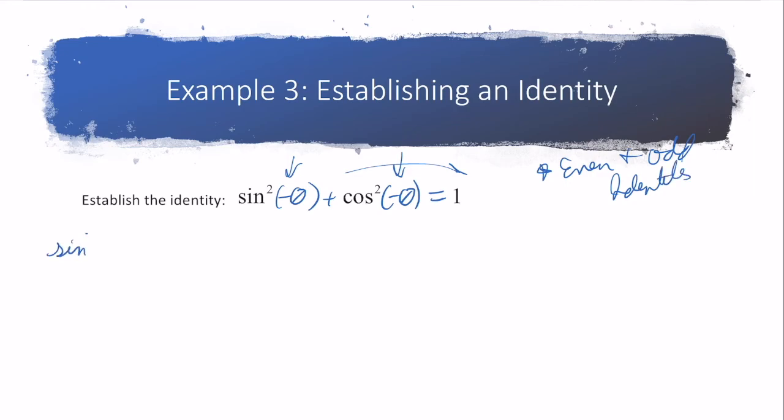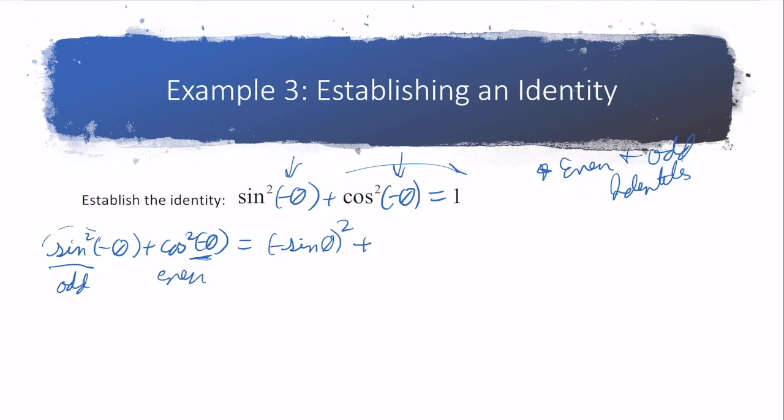So if I have sine squared of negative theta plus cosine squared of negative theta, because sine is odd, I know I can move that negative to the front, so I have negative sine of theta squared. And because cosine's even, I know that that negative really can just kind of disappear, so I've got cosine squared of theta. Well, negative sine of theta squared becomes a positive sine of theta squared. And I know by the Pythagorean identity that this equals 1.